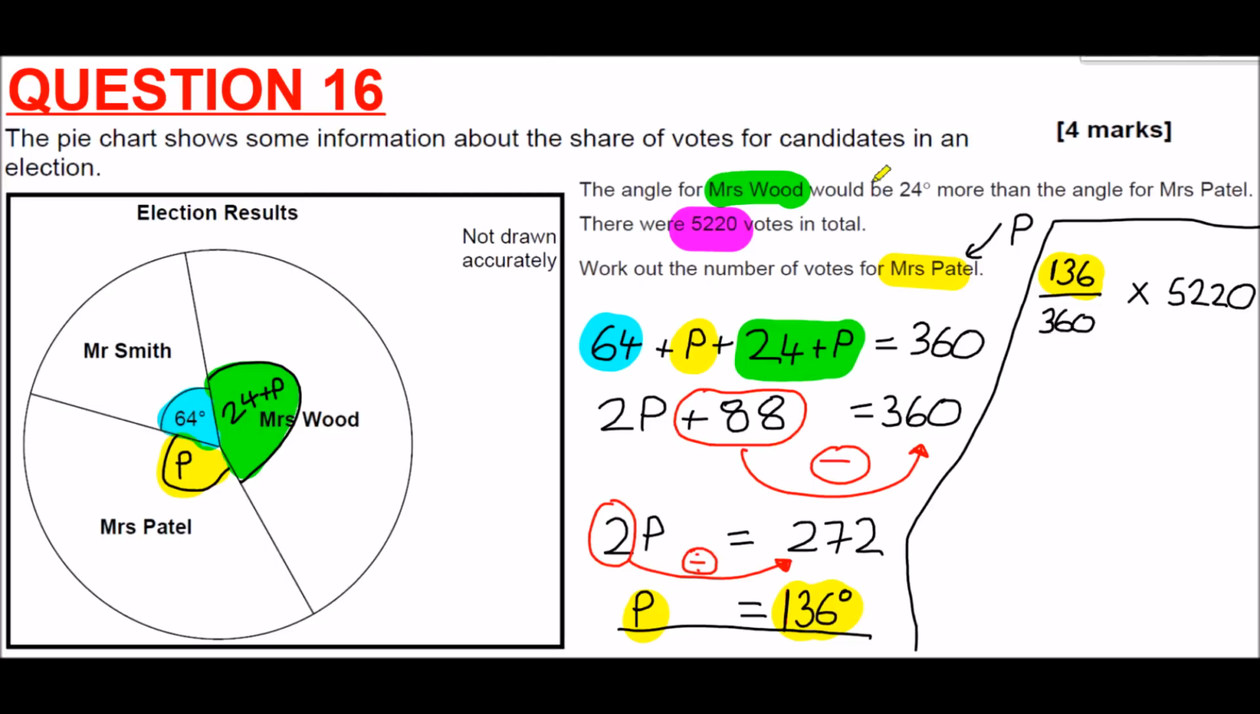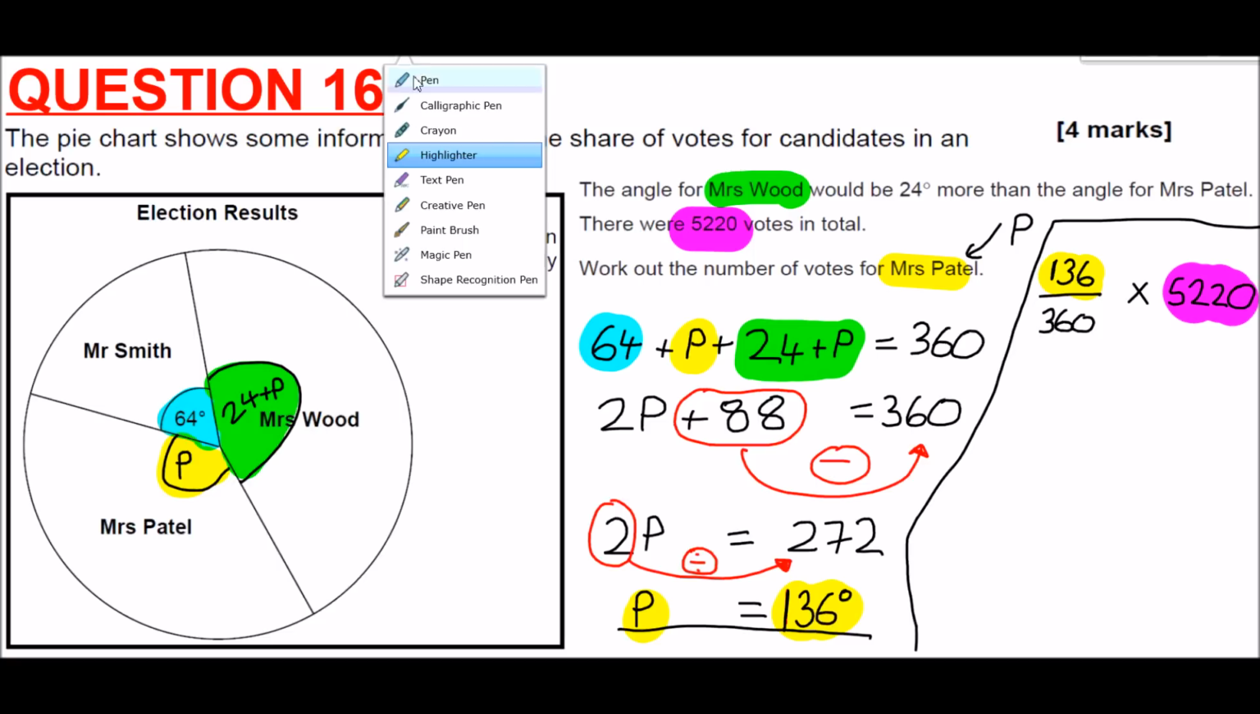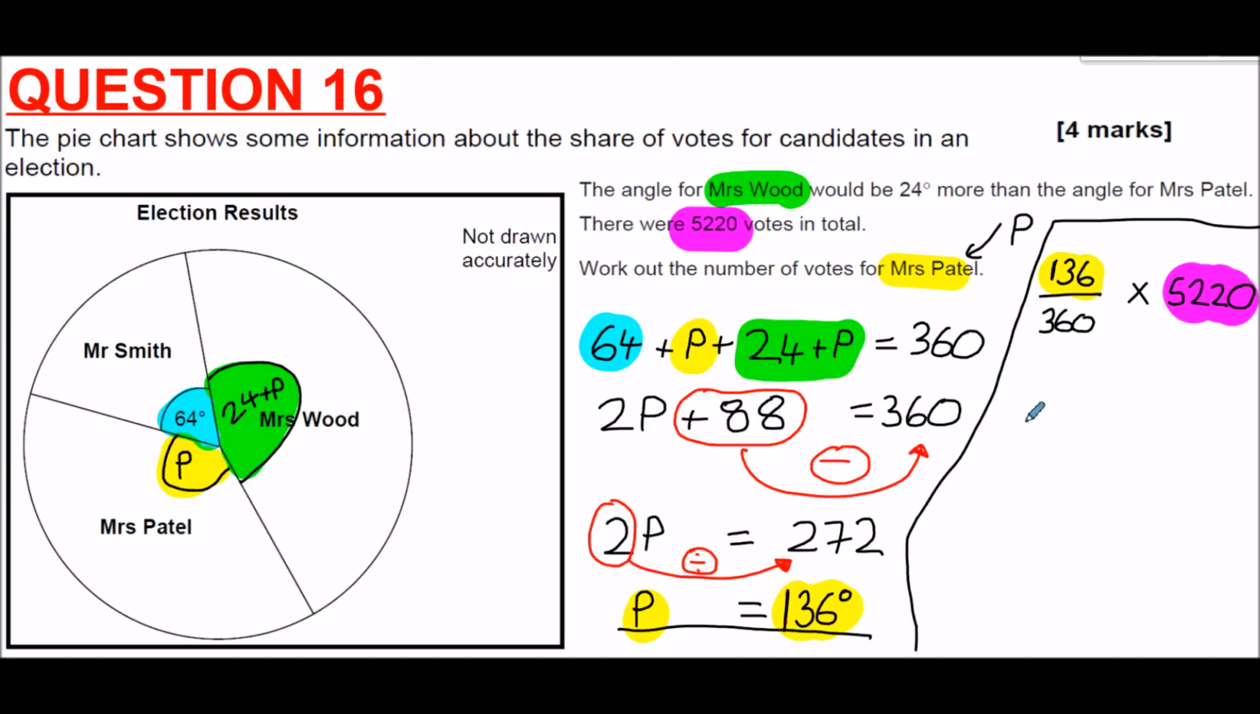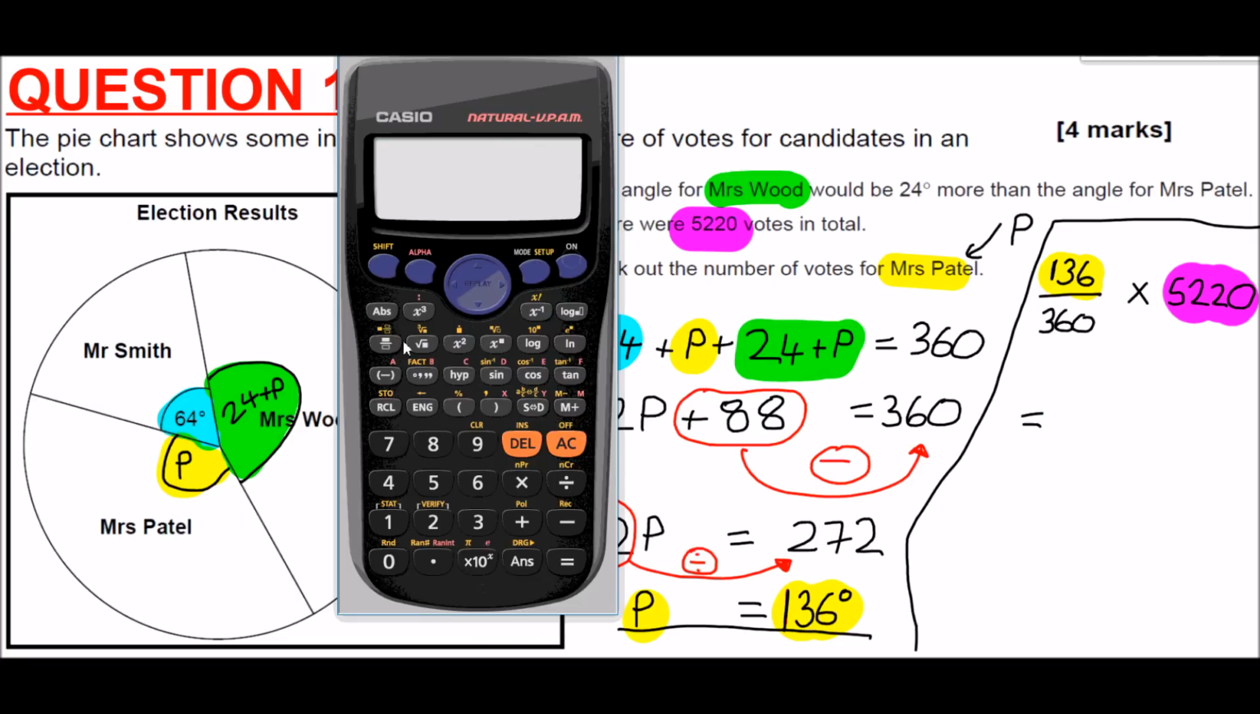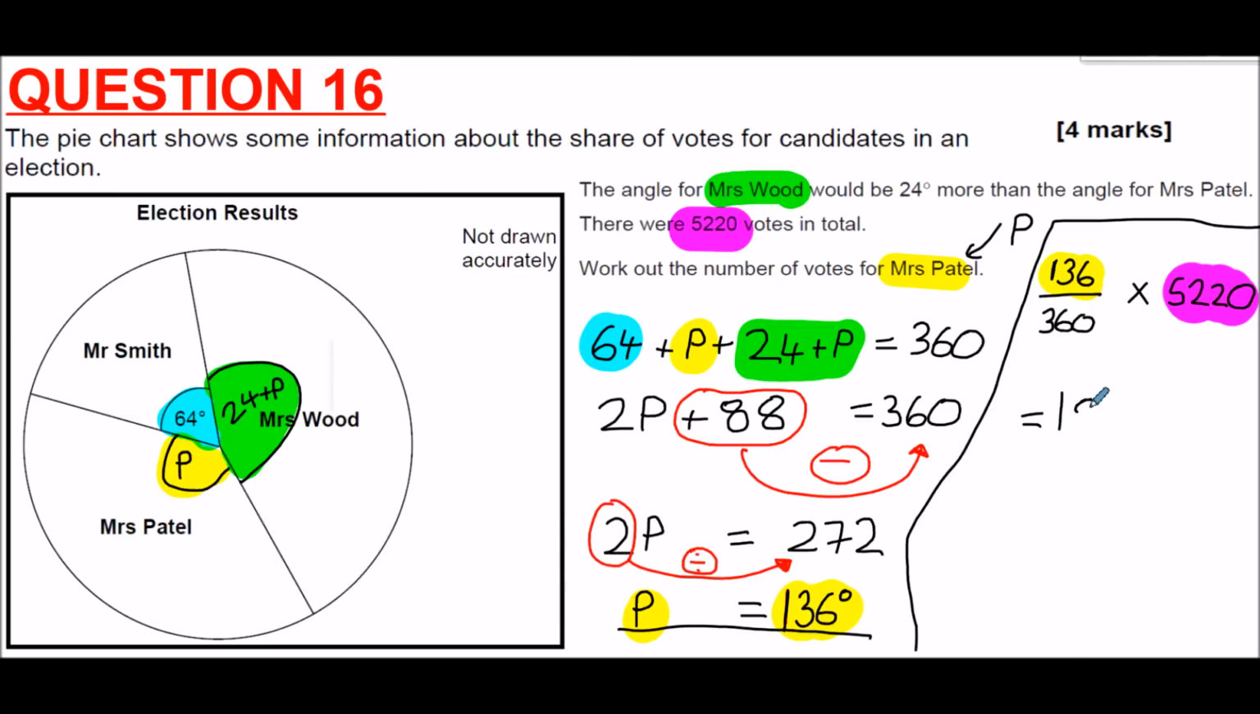And so we can just do this calculation directly to arrive at our final answer for the number of votes Mrs. Patel got. So she gets 136 360ths of the 5,220 votes altogether, which is 1,972 votes.